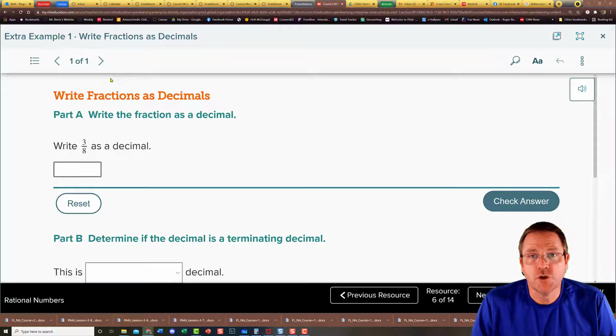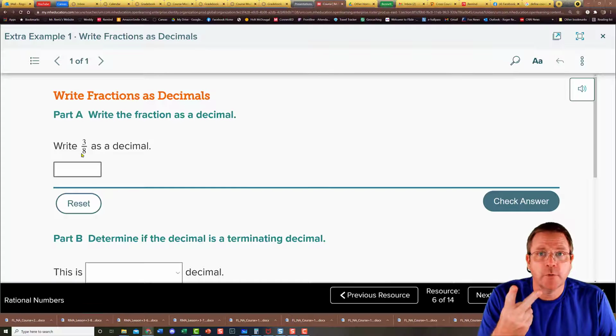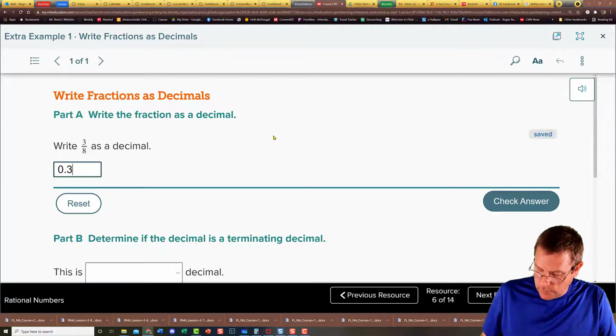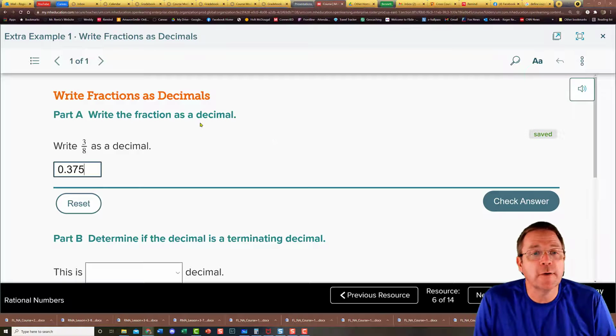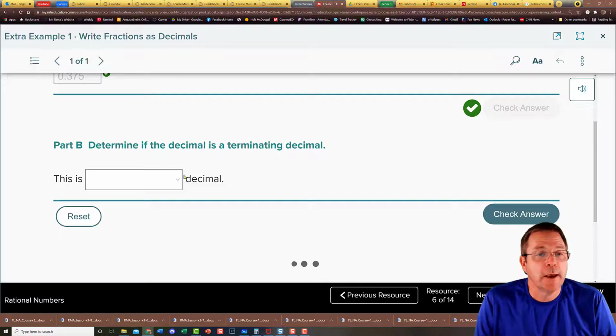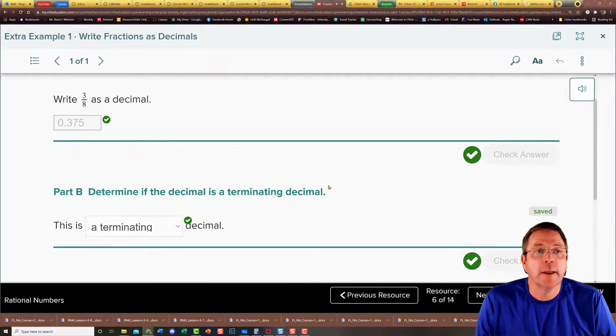First off, just looking at it, is it going to repeat or is it going to terminate? 8 is 2 times 2 times 2. All you have is 2's. That means it's going to terminate. And when you do your long division, you should get 0.375 as a terminating decimal, and that checks. And then determine whether it's terminating or repeating. It is going to be terminating. That checks too. Easy math. You could be able to guess that one before ever actually solving the problem.